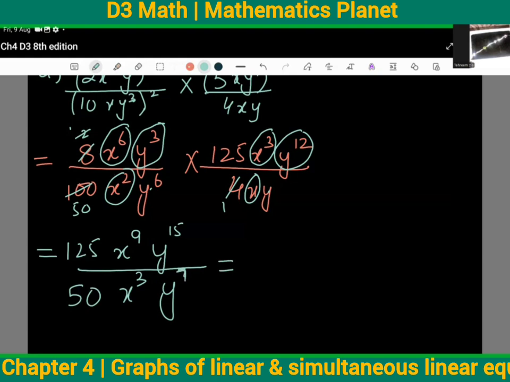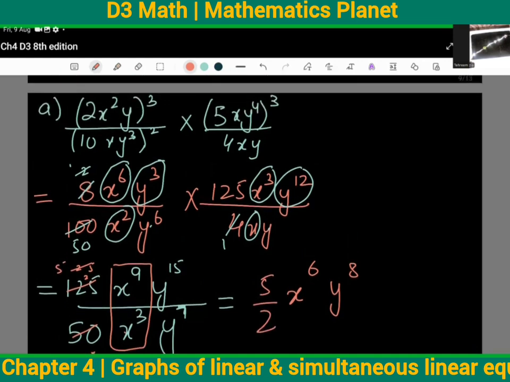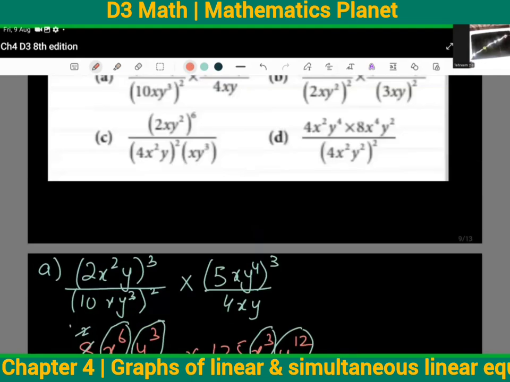Okay. Now, x⁹ divided by x³. They are dividing, same base, different powers, so you will get x⁹ minus 3, which is x⁶. y¹⁵ minus 7 will be y⁸. Now, 125 by 50: 5 times 10 is 50, 5 times 2 is 10, 5 times 5 is 25. You will get 5 by 2. Yes, students. Did you understand A part? Yes. First, we solve numerators with numerators, and then later on, we divide the numerators with the denominators. The next part is also similar.